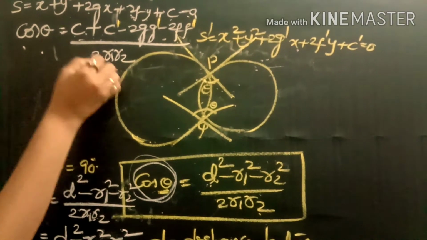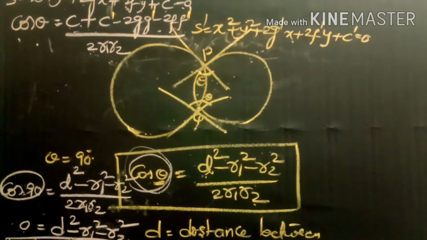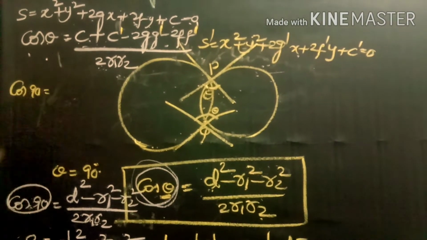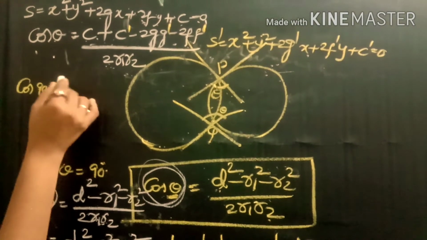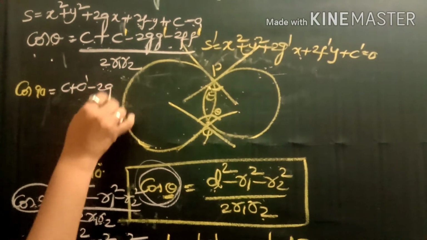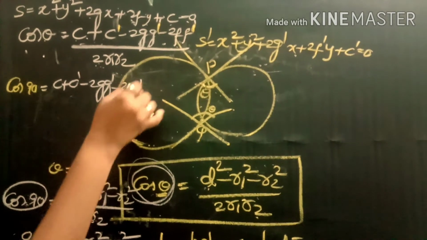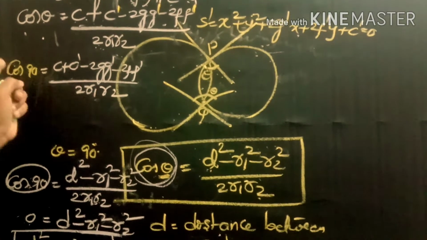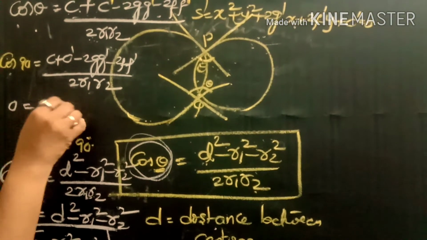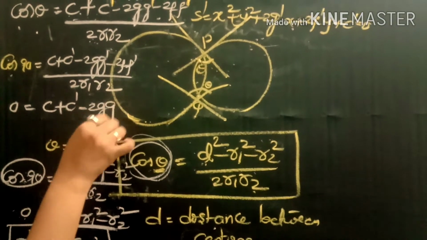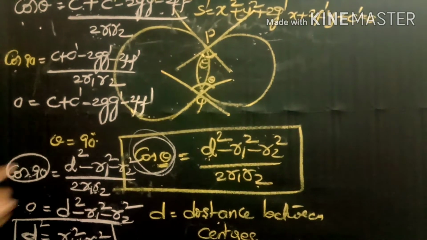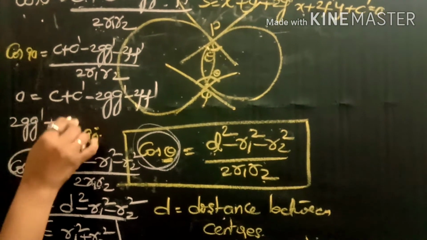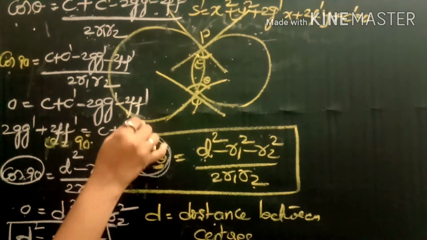Now here also we can deduce the condition for the orthogonality of the circles. Replacing theta equal to 90 degrees, cos 90 equals c plus c dash minus 2gg dash minus 2ff dash by 2r1 r2. Here cos 90 is equal to 0, and 0 into 2r1 r2 becomes 0, so 0 equals c plus c dash minus 2gg dash minus 2ff dash. Now writing the two negative terms to that side, it becomes 2gg dash plus 2ff dash equals c plus c dash.